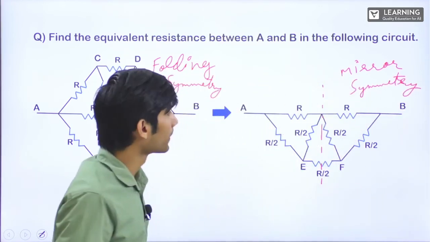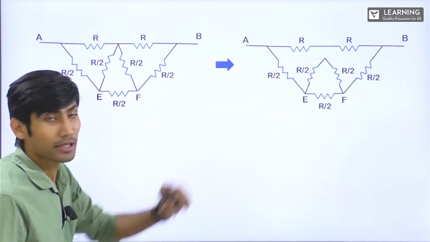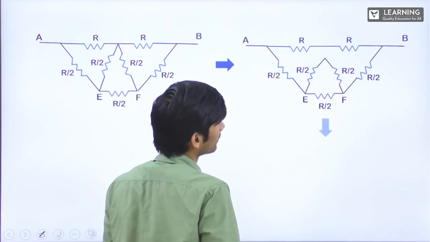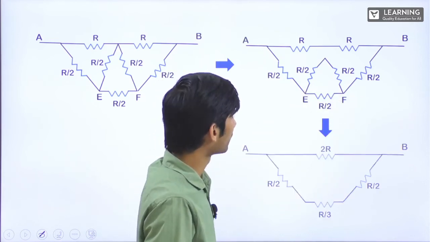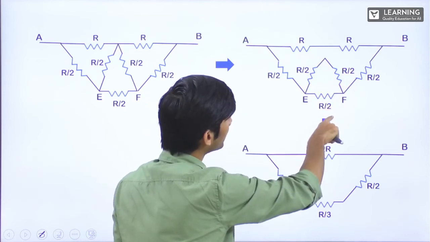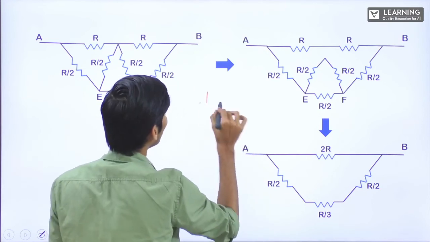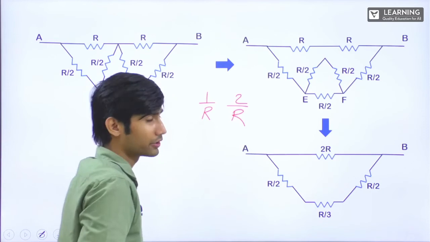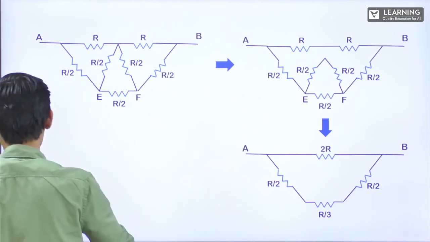Mirror symmetry. So if I apply this, it was like this, it will become like this. Now it is easy. These two are in series, right? So this will become R. This is R by 2. This will be 2R. This will be R and R by 2. R and R by 2 will be parallel, right? 1 upon R, 2 by R. R by 3. That's what is written. R by 3.